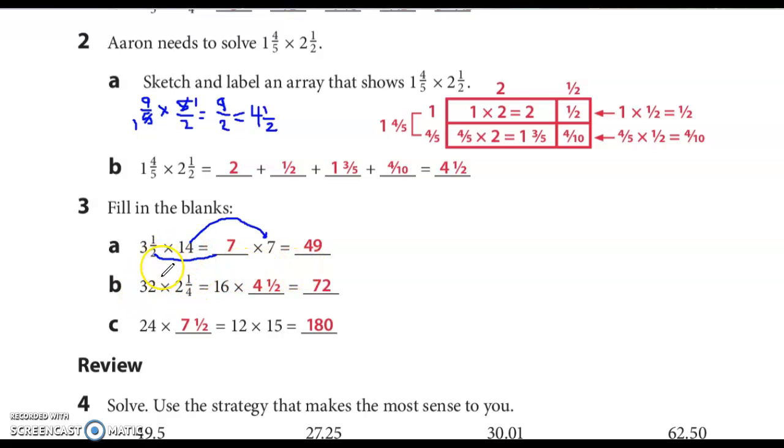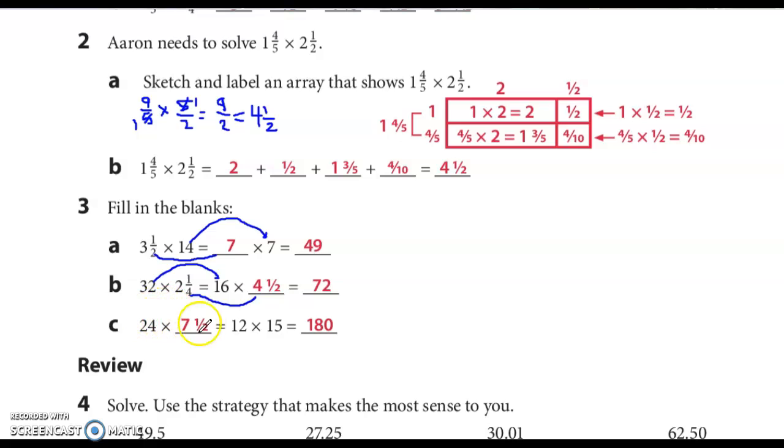Down here, 32 times 2 1/4. I'm noticing from the 32 to the 16, 32 was halved. So then we need to double the 2 1/4. So 2 1/4 doubled is 4 1/2. Then you're going to go ahead and take your 16 times 4 1/2, and you're going to get 72.